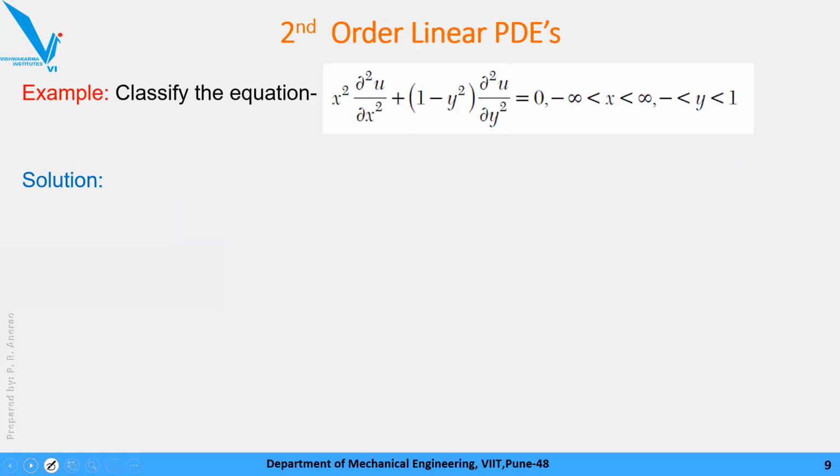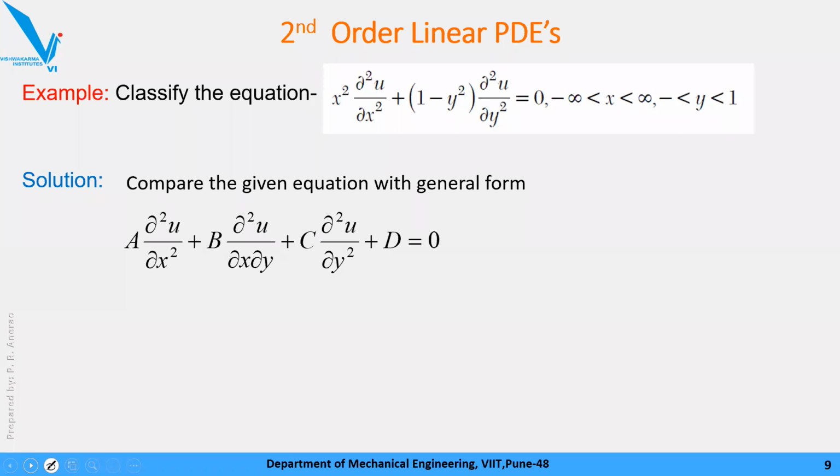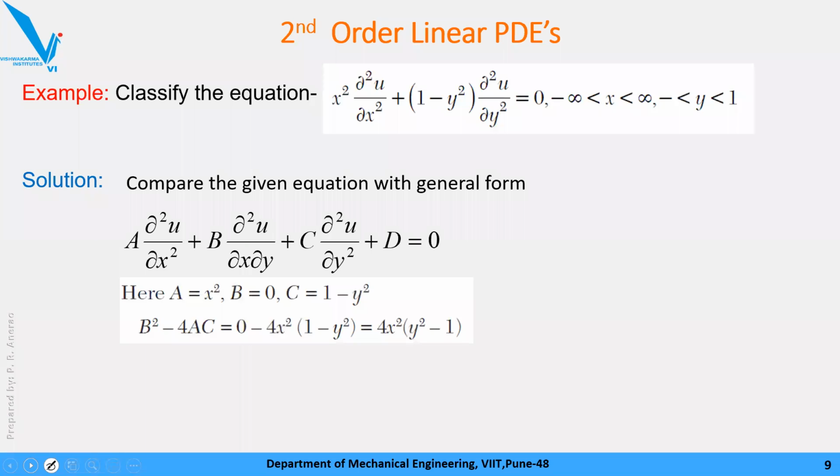The question is: classify the equation. We need to judge whether it is a parabolic, elliptic, or hyperbolic equation. Now, if you look at this and compare it with our general form, we get the values of A, B, and C. See, B is not available in the equation, so B is equal to 0, A is equal to x square, and C is equal to 1 minus y square.